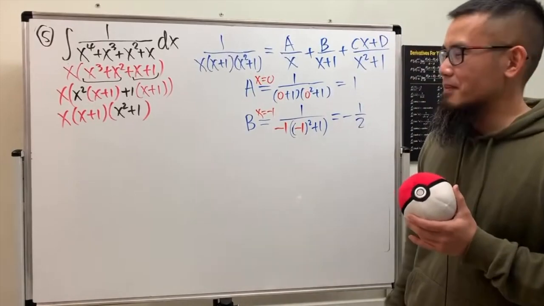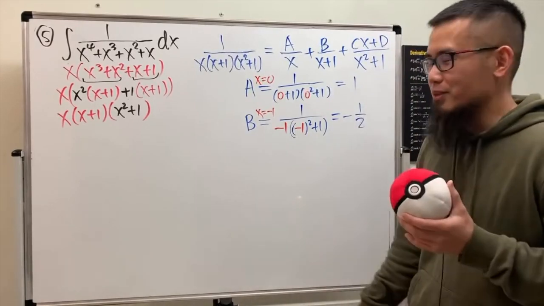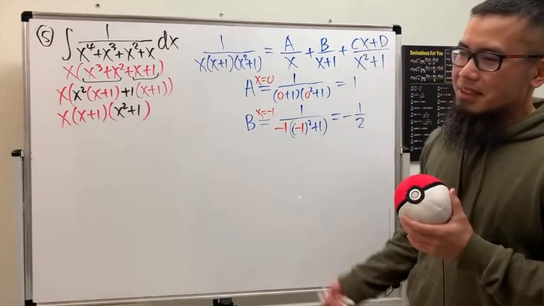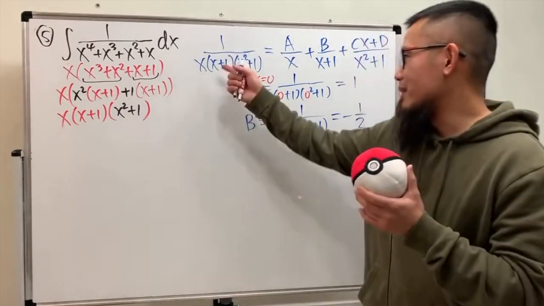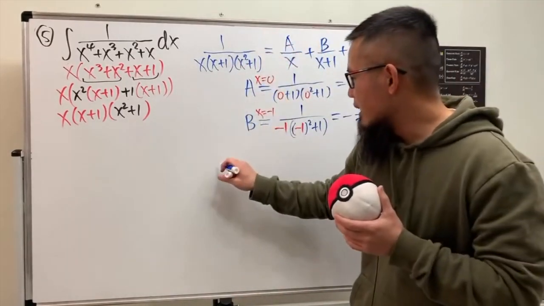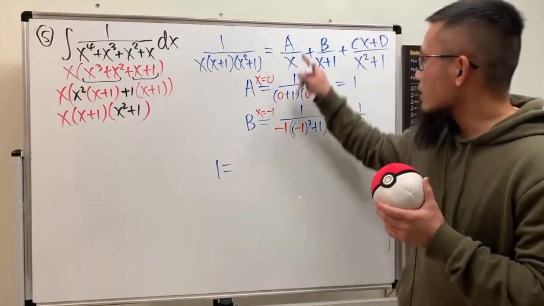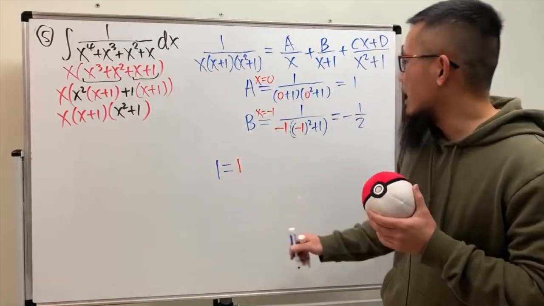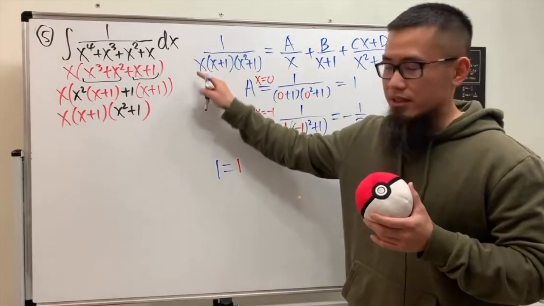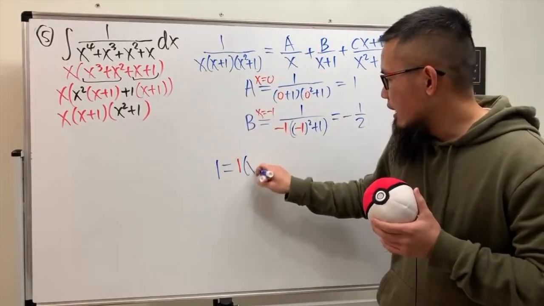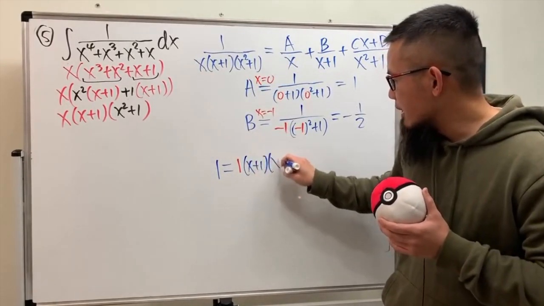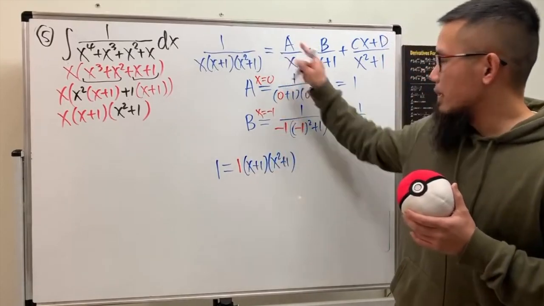Anyway, I didn't do anything wrong. 1 plus 1 is 2. Anyway, for C and D, let's just multiply everybody by the common denominator. So we get 1 on the left-hand side. A is 1, so let's write that down. And the x will cancel, so we just have this times that. So it's x plus 1 times x squared plus 1, right?